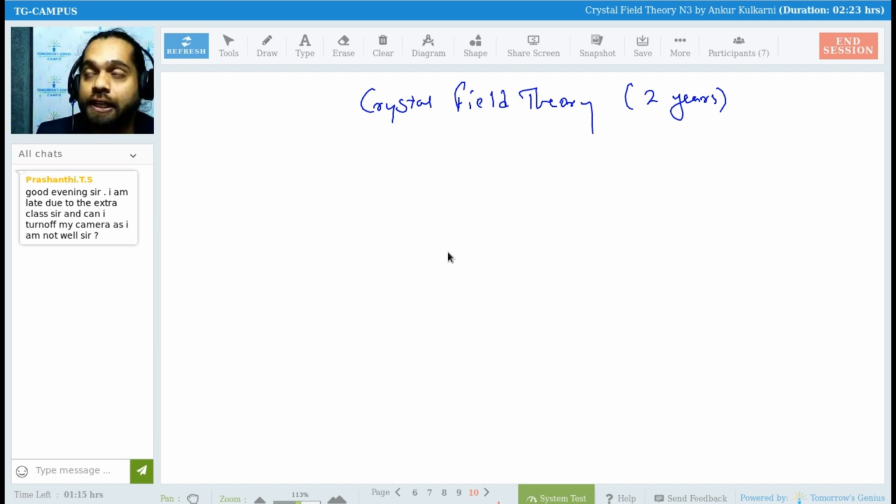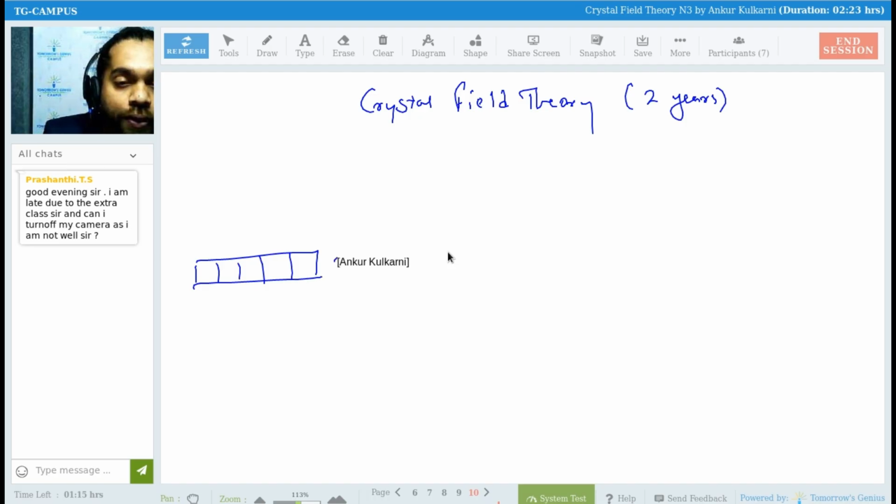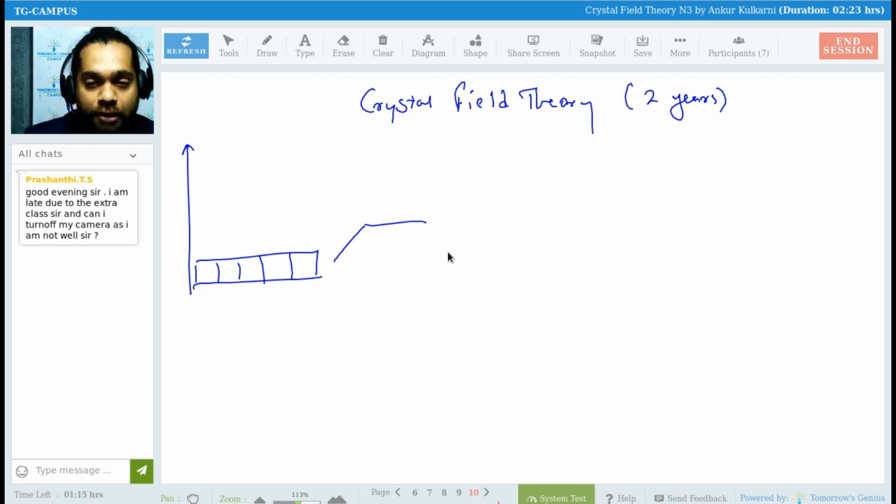Now, the important thing was your VBT failed to explain the color. So crystal field theory was developed from there. Crystal field theory assumed that you have d orbitals. As the ligand approaches, what happens to the d orbitals? They go to a little bit higher energy level. This is the energy excess.